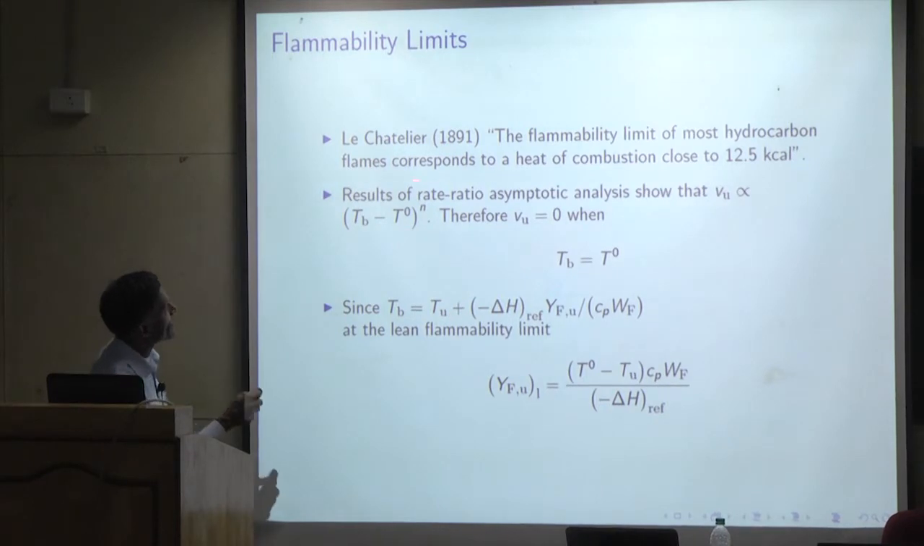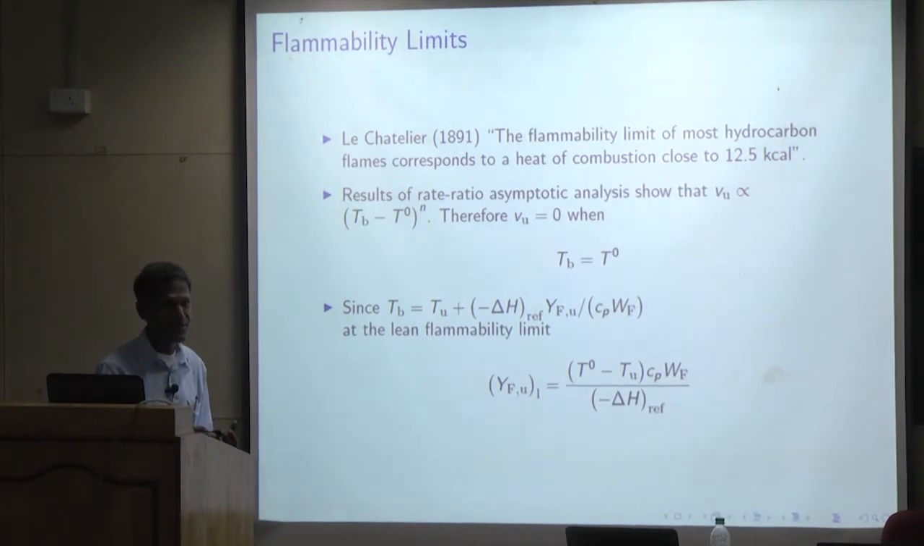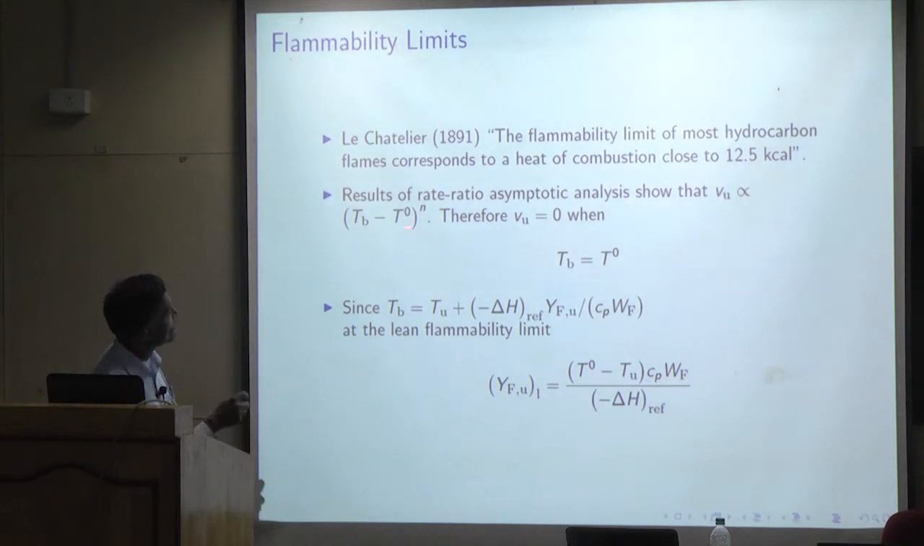In other words, I want to go back to what Le Chatelier said, that the flammability limit of most hydrocarbon fuels corresponds to a heat of combustion close to 12.5 K. Even though I don't think Le Chatelier recognized it, he's talking about a crossover temperature because he's saying that there is an adiabatic temperature. Anyway, the results of activation energy asymptotic analysis tell you that V is proportional to that. Therefore, V is 0 when this.